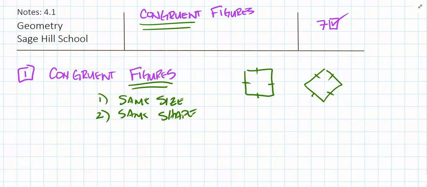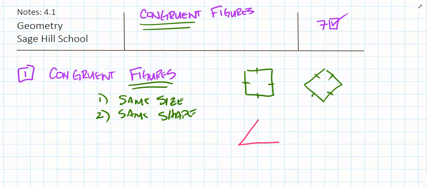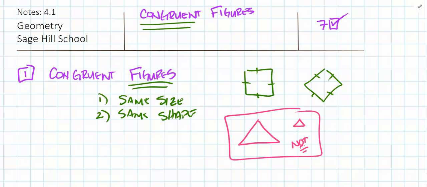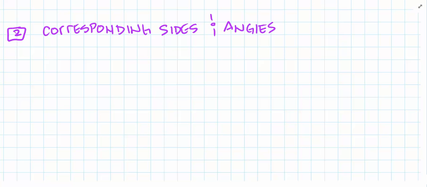Okay, I'm gonna pick a different color for you now. I'm gonna pick pink, and I'm gonna draw this triangle here, and I'm gonna draw that triangle there. Are those congruent figures? Why are those not congruent figures? They're not the same size, okay? So these right here, those two are not congruent. And of course, my green ones that I started off with, these ones are congruent.